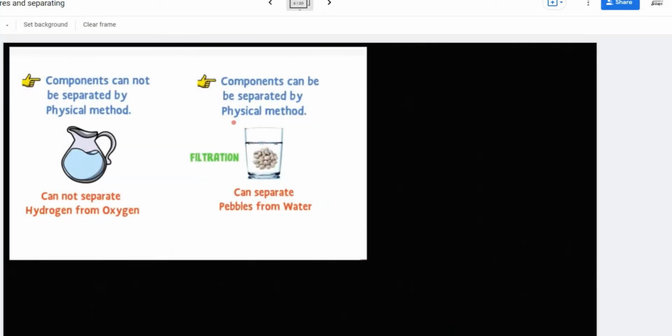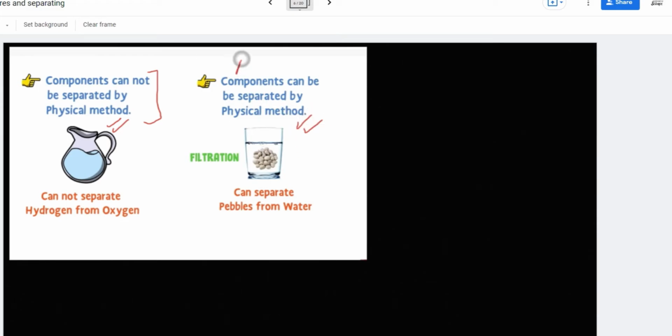The next one: components cannot be separated by physical methods, or by easy methods. This doesn't mean that we cannot separate them. We can separate them, but it cannot be done by physical methods or the easy way. So you cannot just separate hydrogen and oxygen by the regular filtration process, or can you? Excellent. Yes, we cannot. So compounds cannot be separated by physical methods.